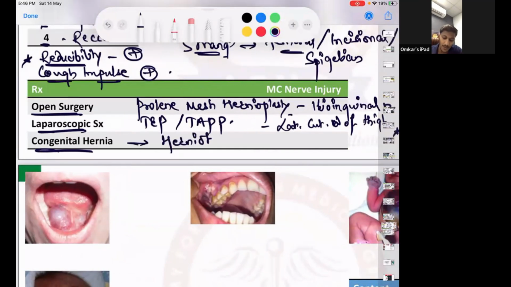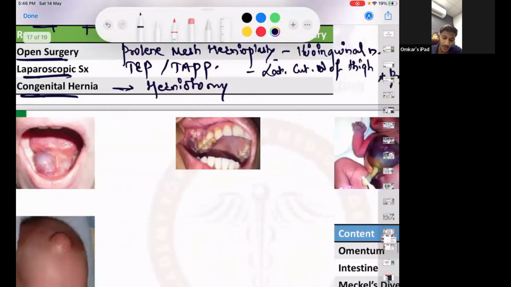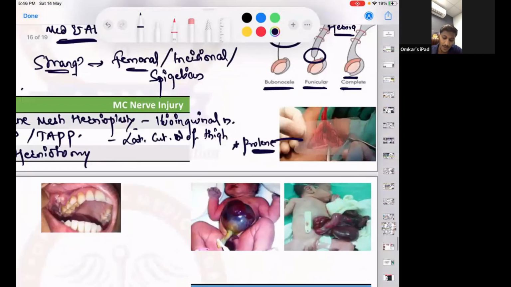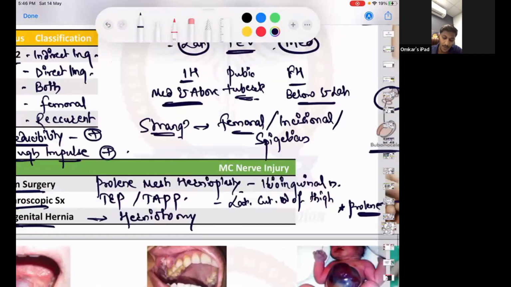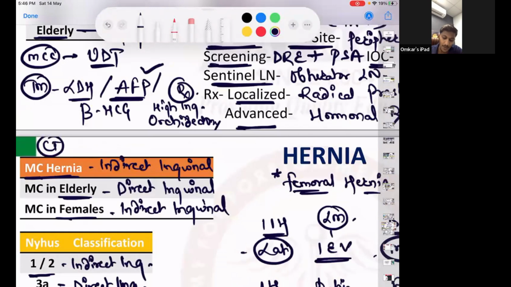One more thing, lastly: differentiate between direct inguinal hernia and femoral hernia. We will keep three fingers, one on the superficial inguinal ring, then on the Hesselbach's triangle, and the third on the femoral canal. Then we ask the patient to cough every time, and whichever finger is lifted, that means the patient has that particular hernia.